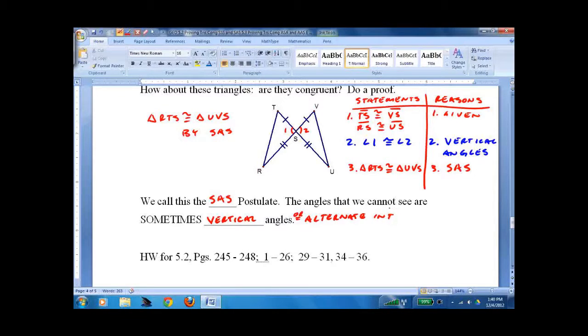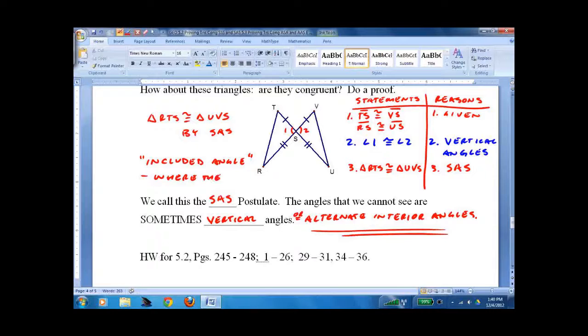A lot of people are confused by side angle side because they forget that it has to be the included angle. So included angle. That's where the two sides touch. Try not to forget that. Otherwise, you're not doing it right, because angle side side is not a way to prove. So it's got to be side angle side. It's got to be the angle where the two sides meet.